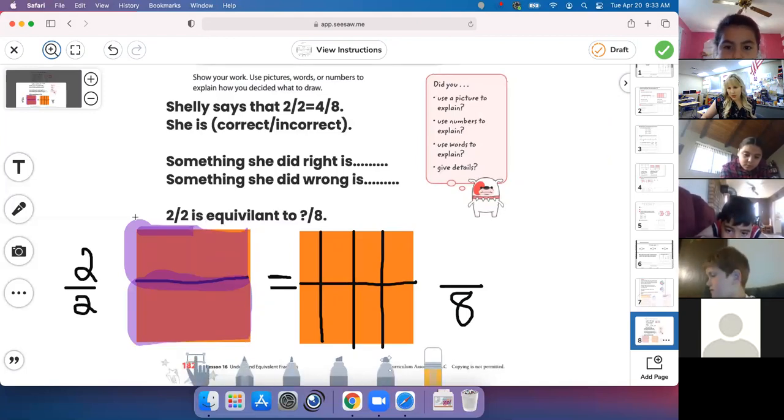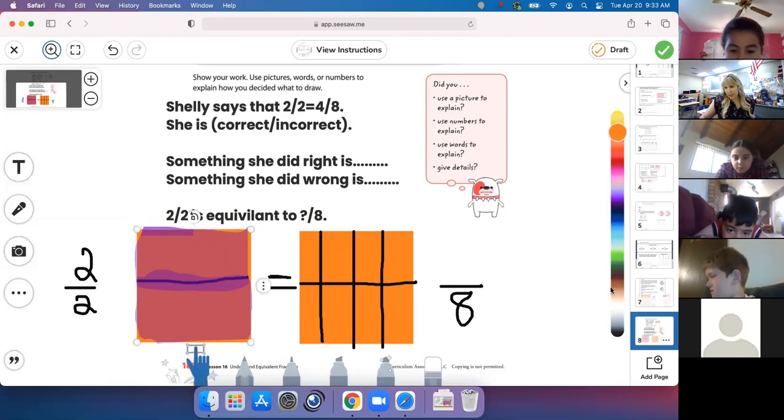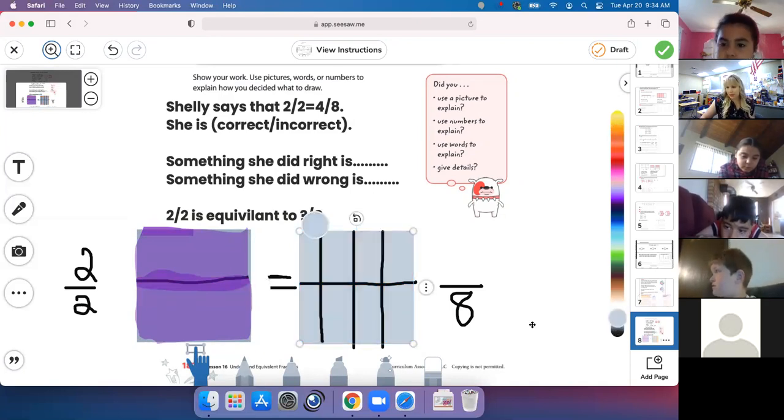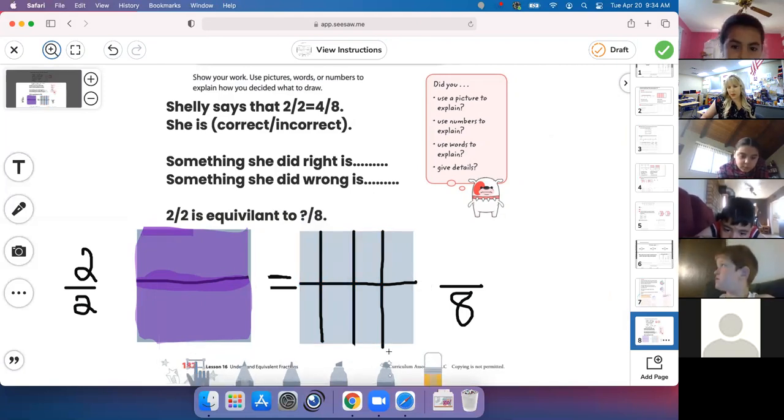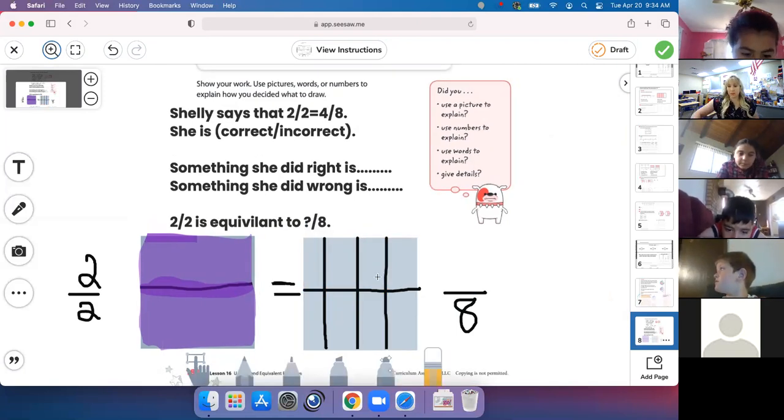If you want your square to be a different color other than orange, like how mine is, you can click it and then change the color here. You just probably don't want it to be white, so that way you can still see it. You can change it to gray or something so that it's a little bit lighter. So I'm going to give you guys a couple minutes to work on that. I want to see what you can do.